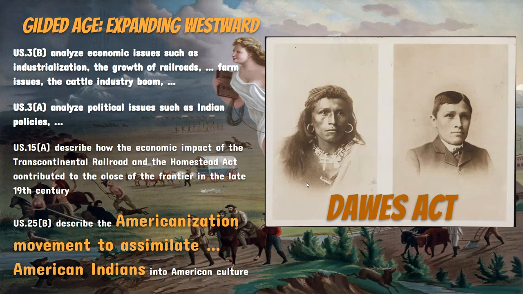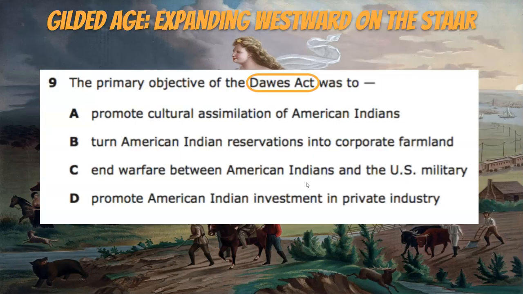Let's look at how it's been tested previously. Dawes Act shows up on the STAAR often. Here is a straightforward question involving this concept. One strategy we focus on in class is connecting key words. There are 3 key words for this concept: Dawes Act, assimilation, and Native Americans. If we connect all 3, it leads us to the correct answer, which is A.